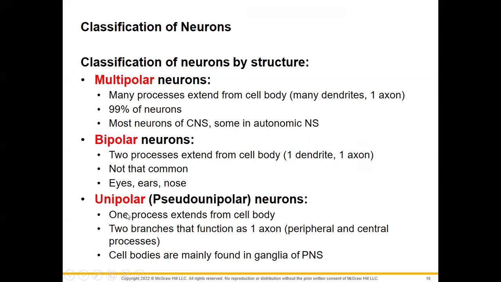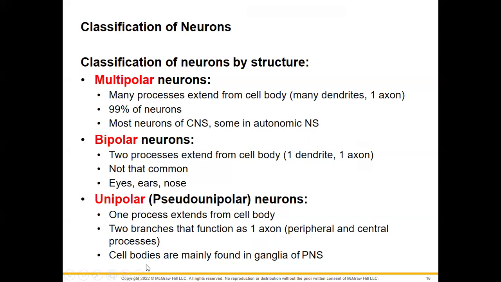These only have one process that extends directly from the cell body. Now, that one process comes off the cell body, but then it branches off into two branches. The two branches of the unipolar neuron, one branch will function as an axon.